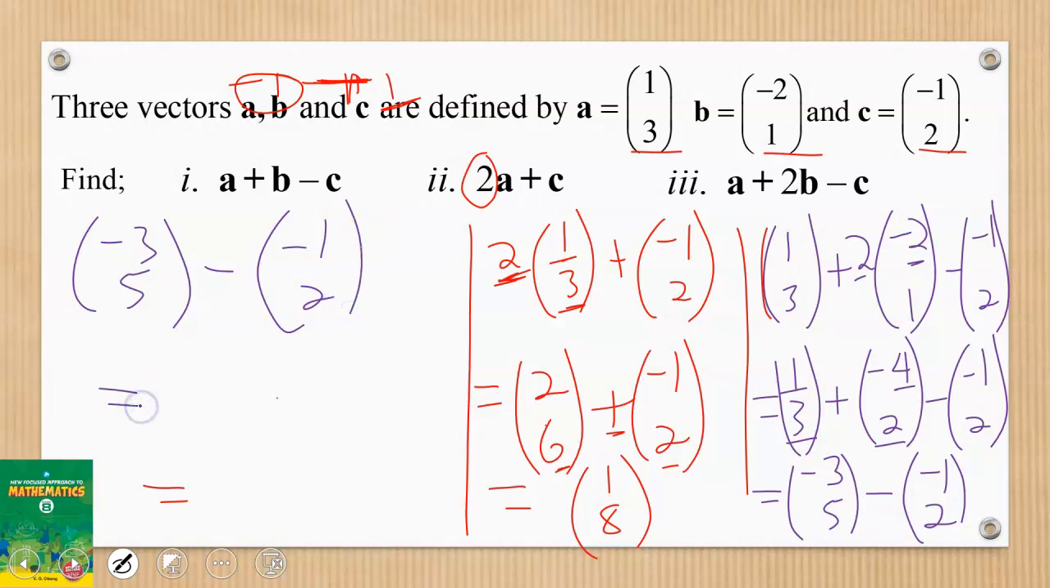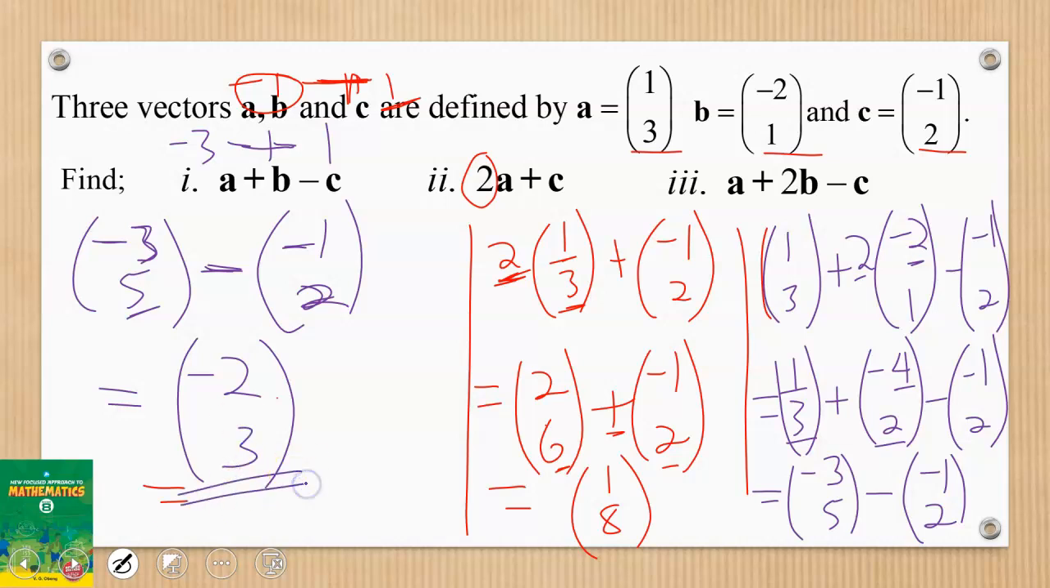To get our answer, we have -3 minus -1, and that is going to give us -2. Remember, minus a negative will give us plus, so we have +1, and -3 plus 1 will give us -2. Then 5 minus 2 will give us just 3, and that becomes our answer.